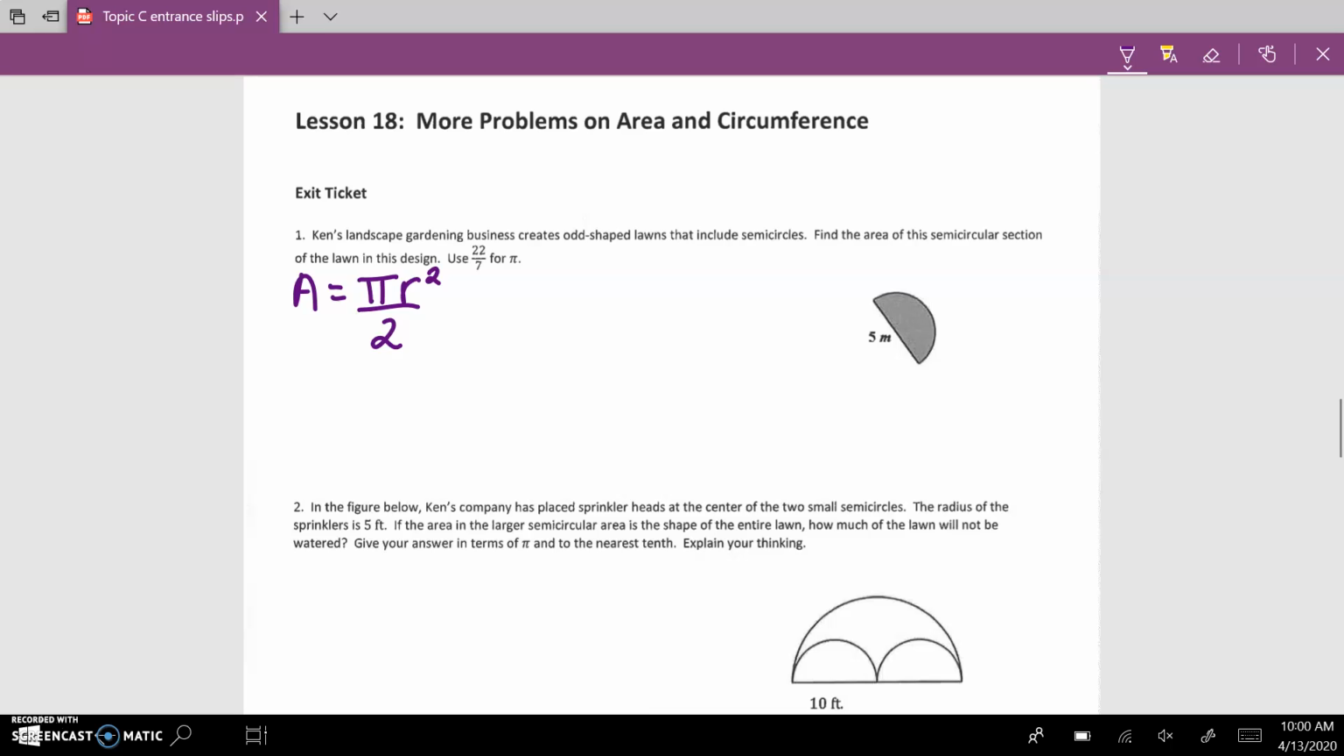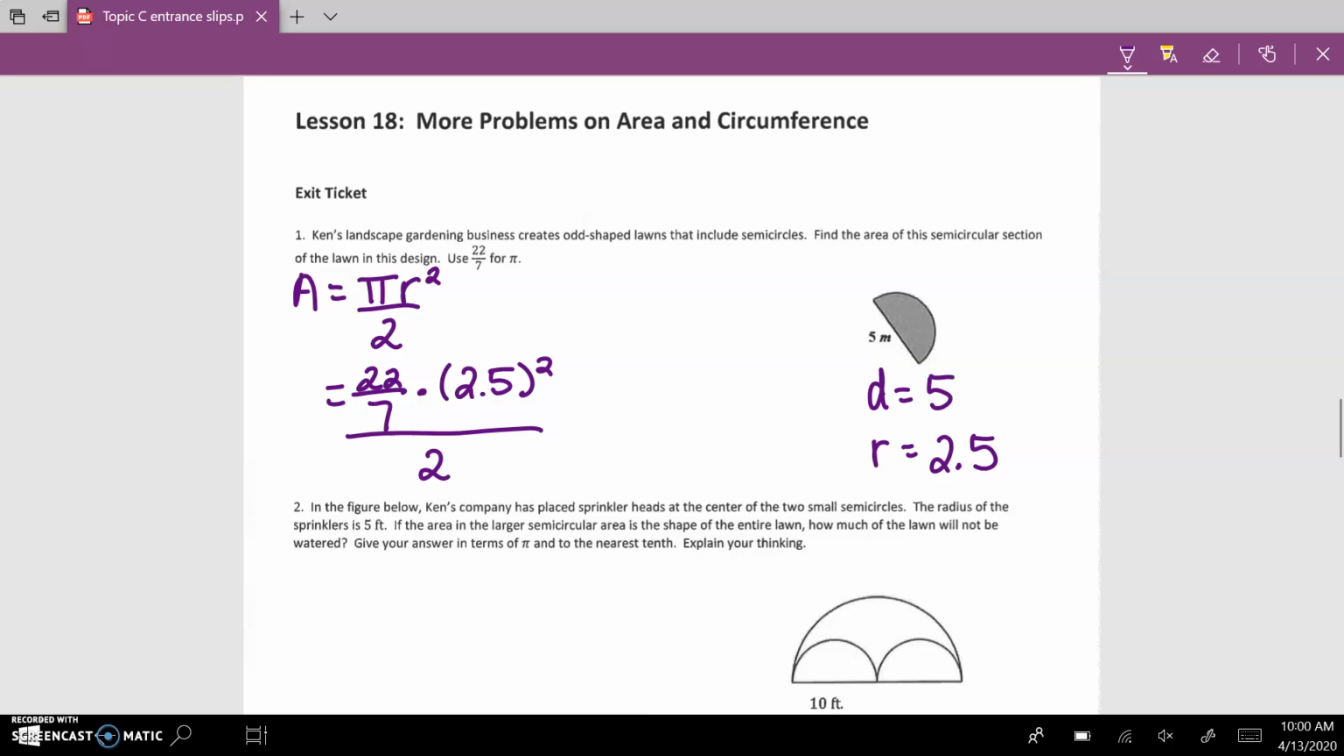So we have the diameter here, which equals 5, which means our radius would be half of that, 2.5. So when we go to plug into our equation, we're going to have pi, which is 22/7, times our r, which is 2.5 squared, and then all of this divided by 2. So if we keep going, 22/7 times 2.5 squared is 6.25, and then divide that by 2.